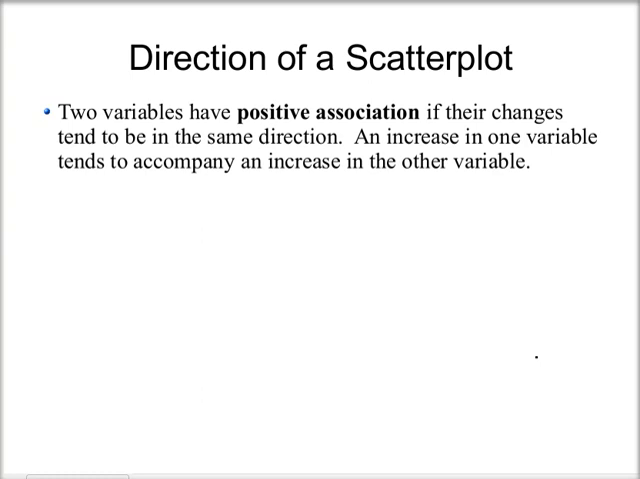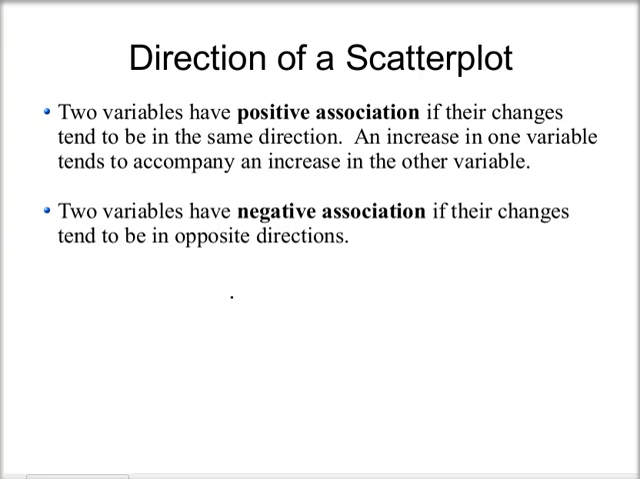So let's look at the direction of a scatter plot. 2 variables have a positive association if their changes tend to be in the same direction. That means an increase in one variable tends to accompany an increase in the other variable. And 2 variables have negative association if their changes tend to be in opposite directions.